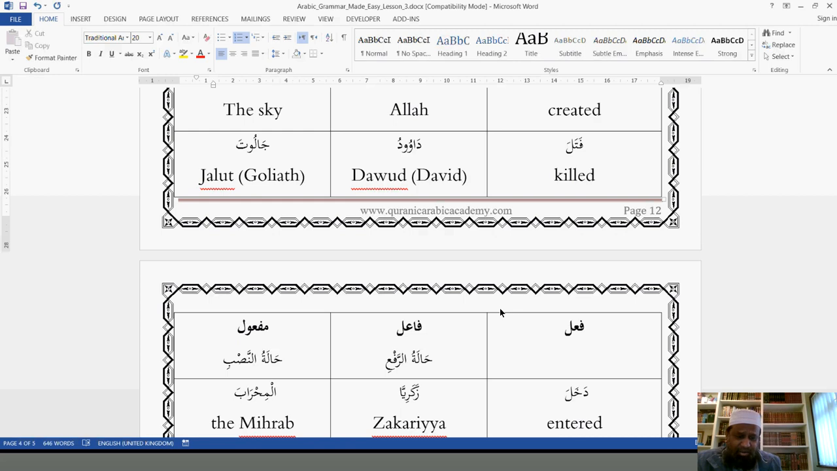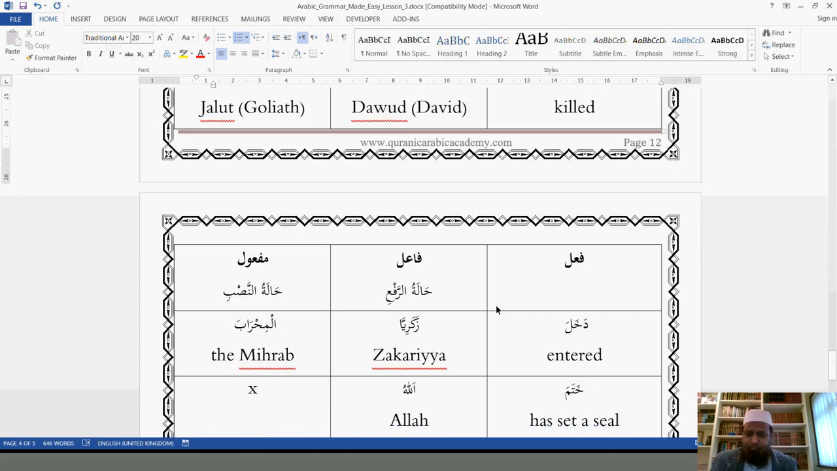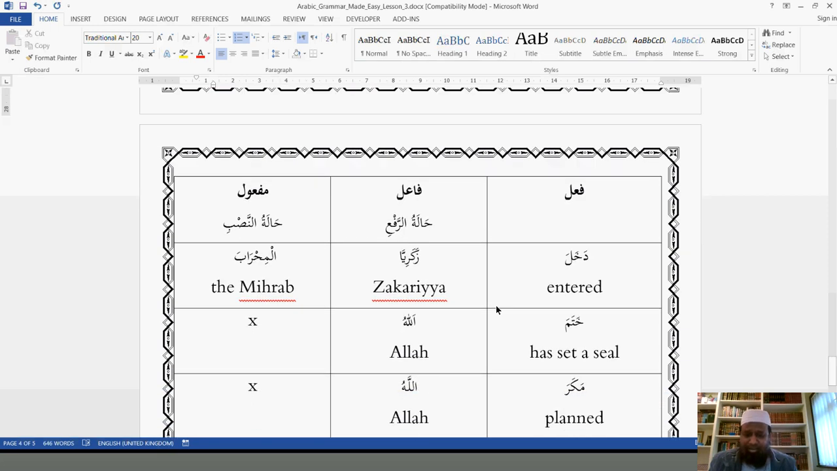Zakariya entered the mihrab. Okay, as I said, some fa'ils don't have a maf'ul. This is it: Khatama Allahu. Khatama is the verb; the word Allah is the fa'il. We don't need a maf'ul for this fa'il. Has set a seal. Khatama Allah. So Allah has set a seal. Next, Makara Allahu. Makara Allahu: Allah planned.